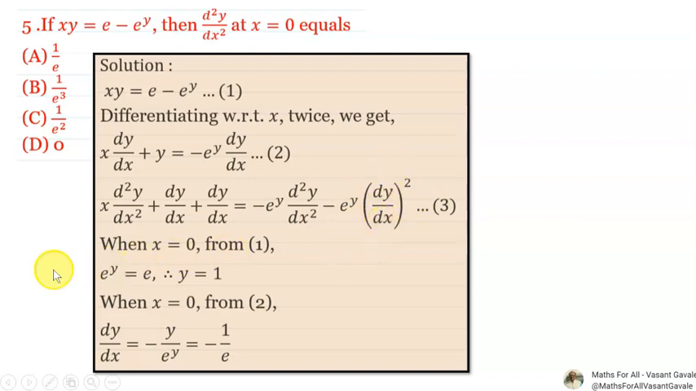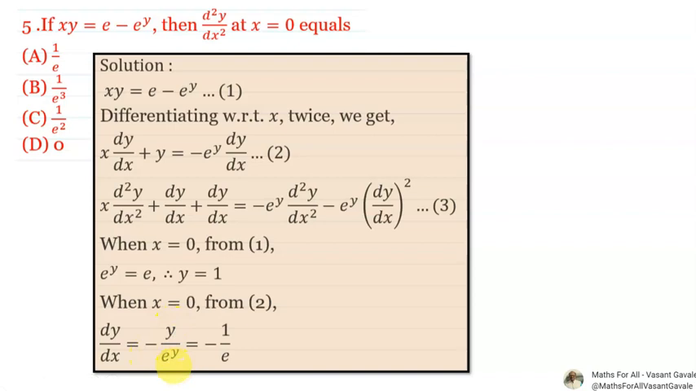Okay, now next, when x is equals to 0, the equation 1 becomes: if we put x is equals to 0 here, what happens? It becomes 0. It means that you will get here e is equals to e raised to y. E raised to y is equals to e means what? y is 1. Okay, so we got y as 1, and x is 0. Then what is the value of dy by dx? That is dy by dx is equals to, this becomes 0. Okay, and y means what? y is 1, minus e raised to y means again here 1 into dy by dx. Therefore, you will get here dy by dx is equals to minus y upon e raised to y.